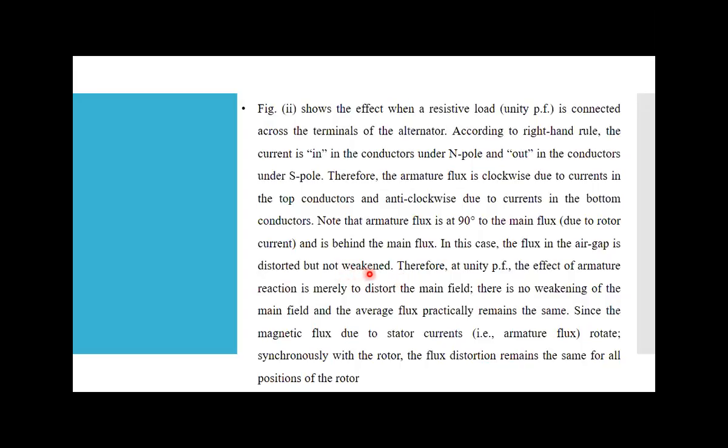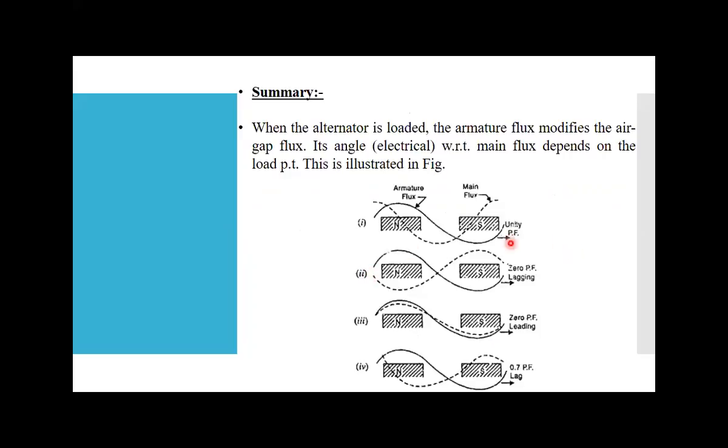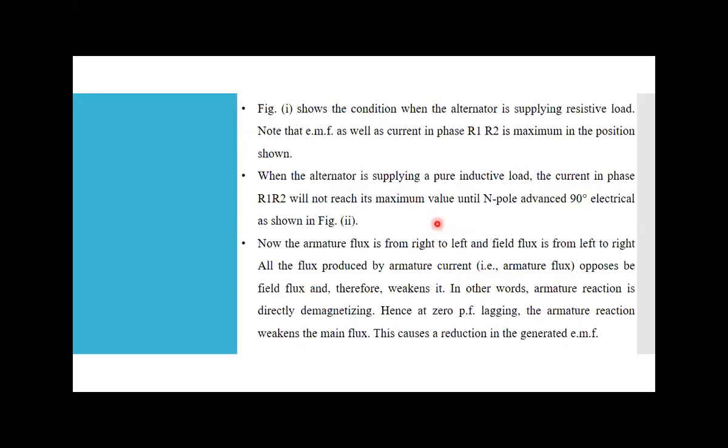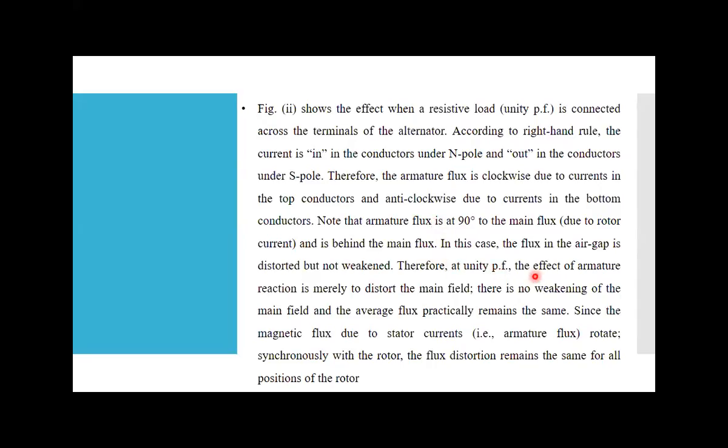Okay, so its magnitude, its value, remains the same. It will not increase or decrease, but its shape will be changed. Suppose, let me show you. Like that. This is the armature flux and this is the main flux. The value remains the same generally, but the shape will be distorted. So therefore, at unity power factor, the effect of the armature reaction is merely to distort the main field.